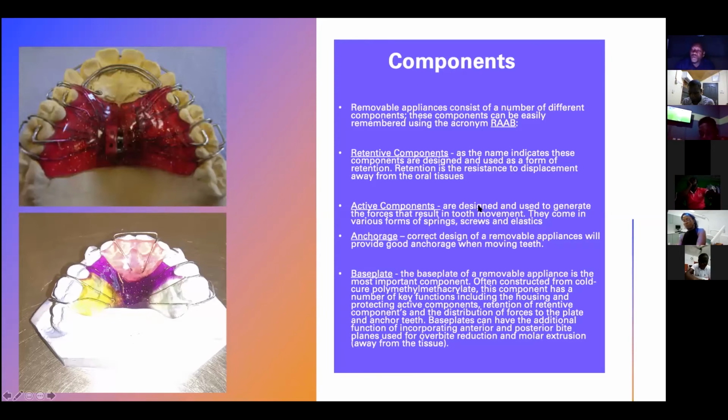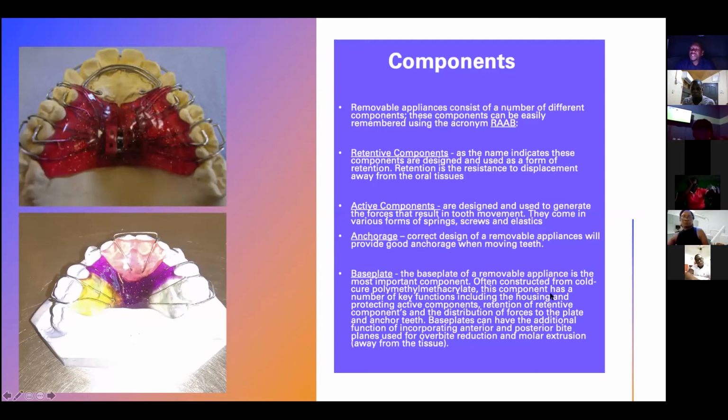And then you have active components. Active components are designed and used to generate the forces that result in tooth movement. And they come in various forms, such as springs, screws, and elastics. So on this upper appliance here, you would have a midline expansion screw, which is known as an active component, because it's actually applying force to widen the arch. And then you also have this spring here, which is a palatal helical spring. Then you have anchorage, and I'll come back to anchorage, but let's look at base plate.